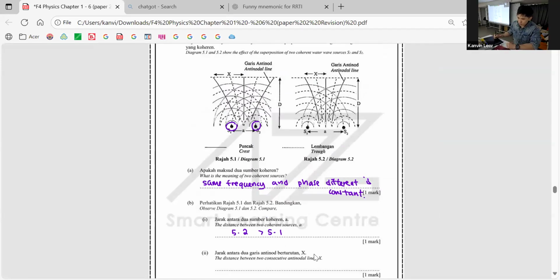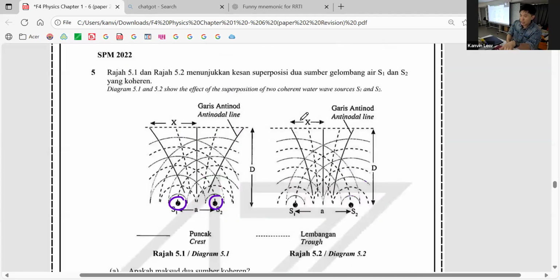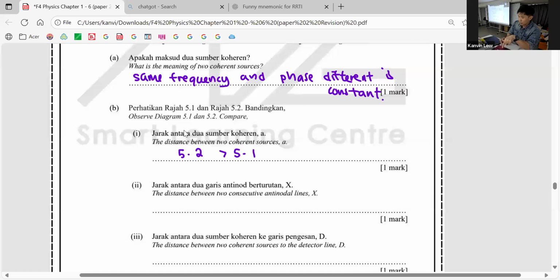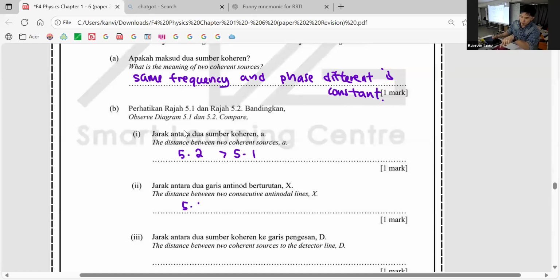This is just testing your eye only. The x for 5.1, guys, the antinodal line is here. The antinodal line distance compared with this one, 5.1 is longer. Okay, so 5.1 is longer than 5.2.